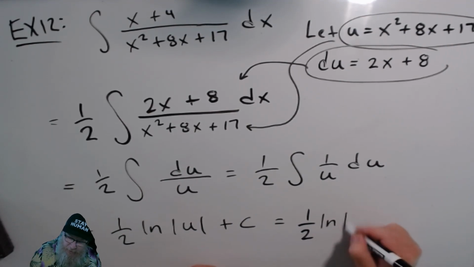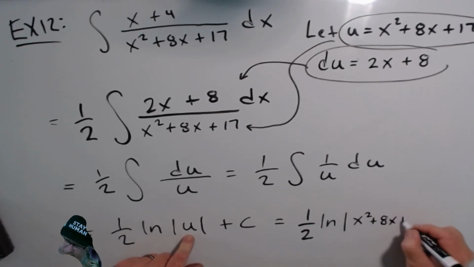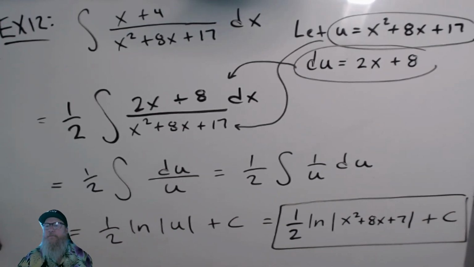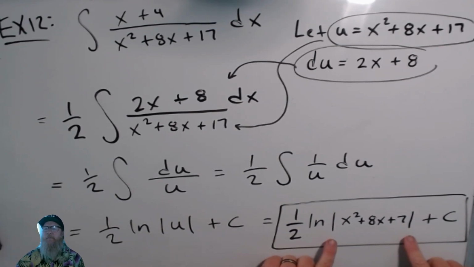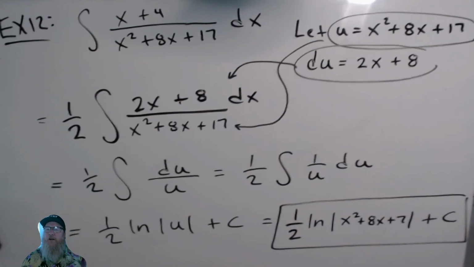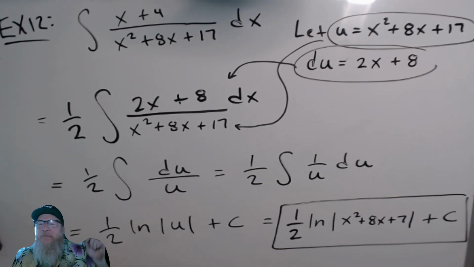All right, and then now let's put the u back. Who is u? U is x squared plus 8x plus 17. And that is your final answer. I cannot remove the absolute values on this one because the middle term, 8x, could be negative. The result of the argument, x squared plus 8x plus 17, could possibly be negative. If the 8x wasn't there, if it was just x squared plus 7, then I could remove the absolute value bars.